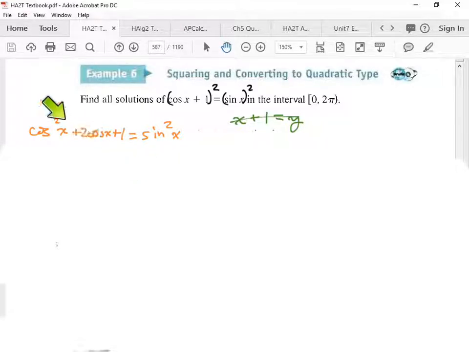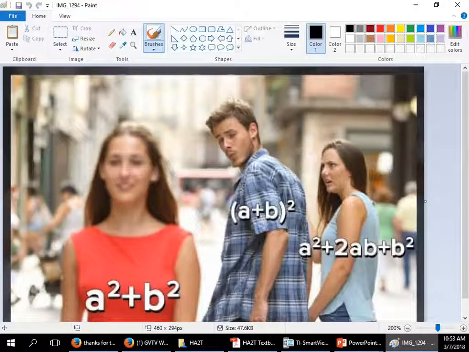Now, if you didn't get this, you probably got something else, and I need you to stare at this picture for a minute. What is wrong with this picture? I'll tell you what's wrong. A plus B raised to the second power here thinks this is what he wants. That is not what he wants. This does not equal this. This equals this. This does not equal that. Okay, that's the problem here.